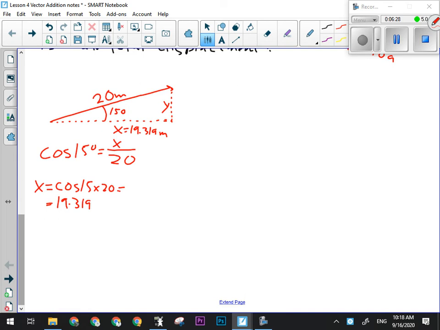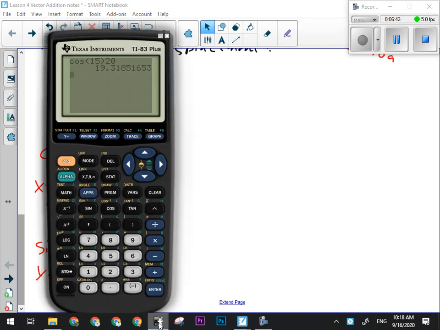Opposite over hypotenuse, okay? So I'm going to go sine of 15 degrees times the hypotenuse, 20 meters, because I'm finding the other side now. That'll equal y. Okay, so y will equal 5.176 meters.